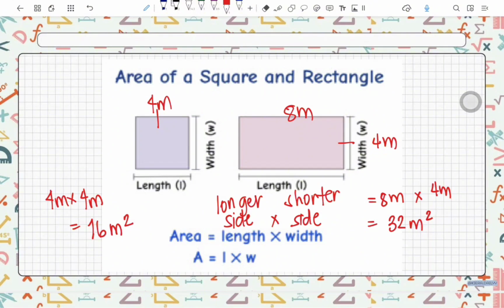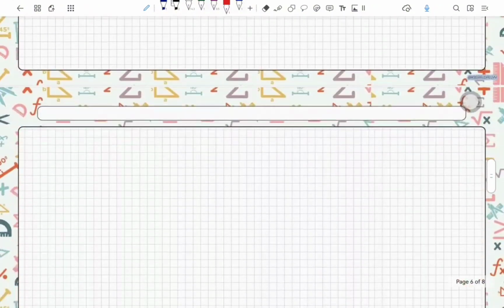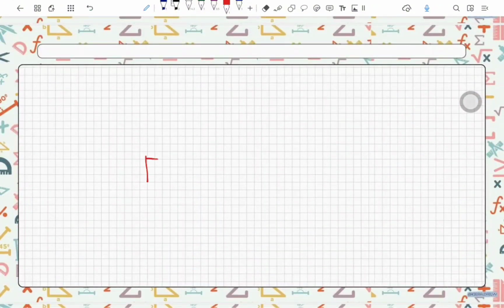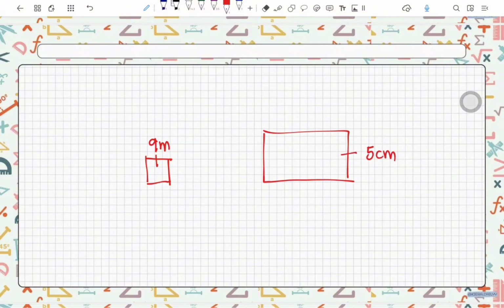I will be giving another example, and then I want you to solve it by yourself. I hope you will be able to do it. Let's say we have a square that is 9 meters, and another rectangle. The shorter side is 5 cm and the longer side is 15 cm. Please write your answers down below.